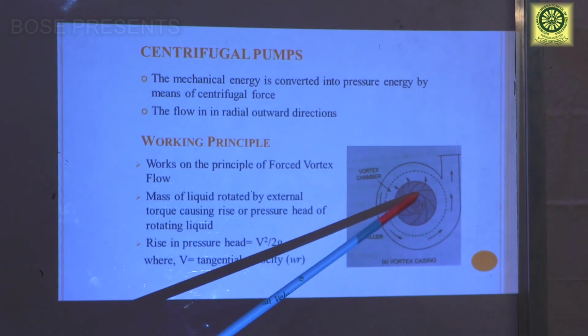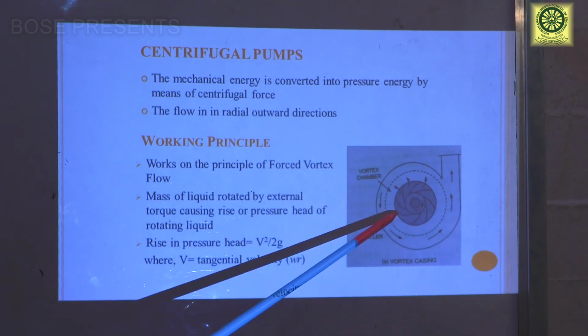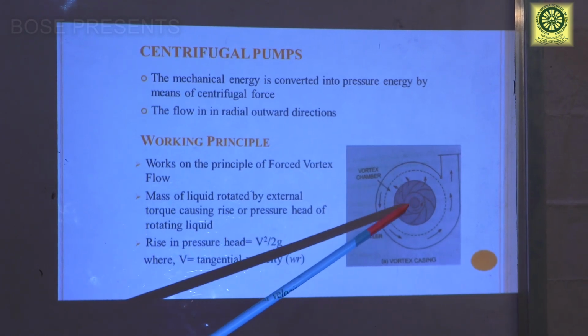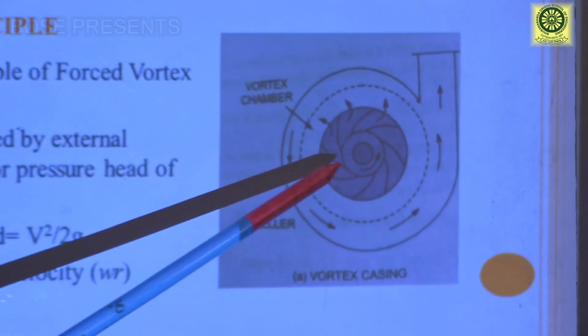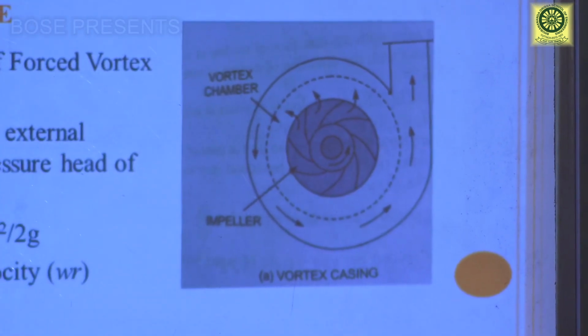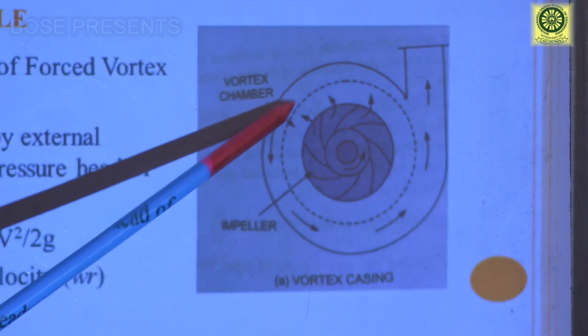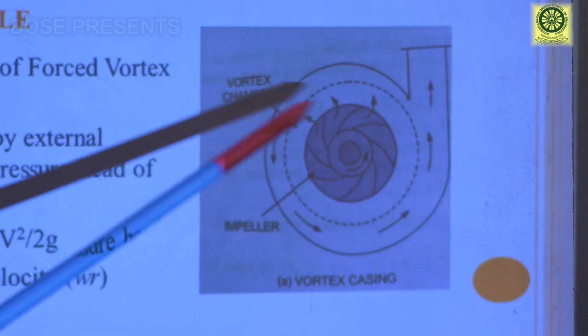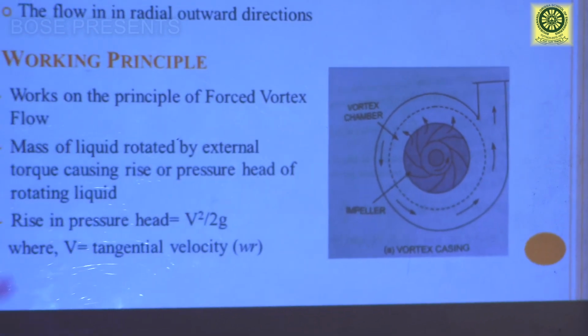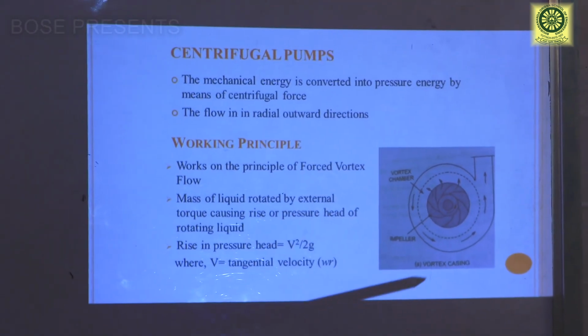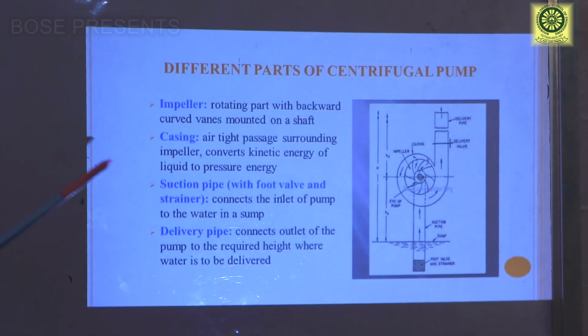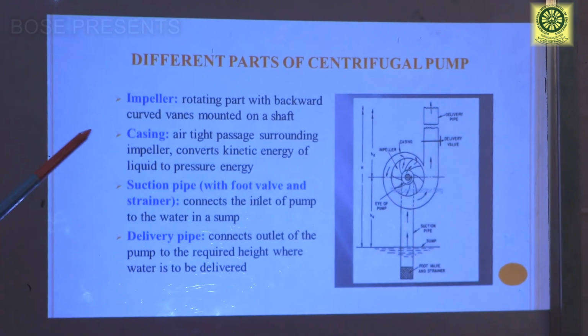So the inner radius R is less, the outer radius R is more. While coming from inner to outer radius, R is increasing, which is causing V to also increase. So pressure is also increasing. While coming outside of this portion, the pressure will be very high, which will lift the water from a lower level to a higher level. So, the different parts of a centrifugal pump.